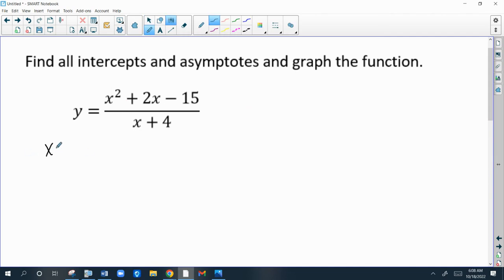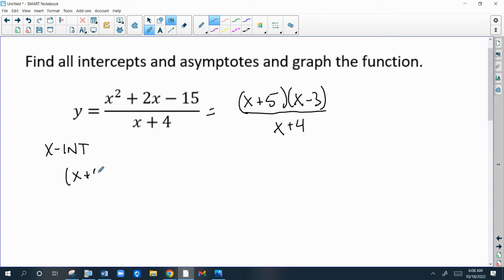X-intercept. That happens where y equals 0, or in other words, where the top of this fraction equals 0. So let's factor the top. X plus 5, x minus 3 will do it. So x-intercepts are where the top equals 0, or where x plus 5 times x minus 3 equals 0. You can see when you have it factored, that's a very, very simple thing to do. So I have my x-intercepts, -5 and +3. Very simple.